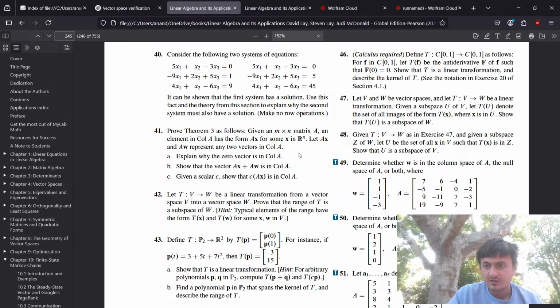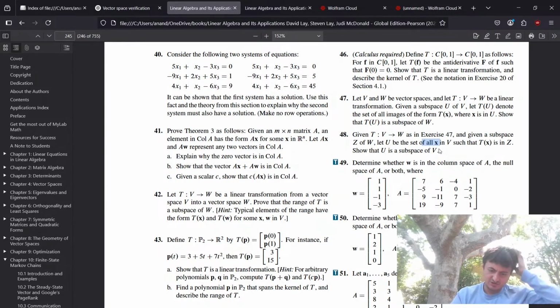Now we just need to do 48. And 48 seems harder. So T is a map from V to W as before. But given a subspace Z of W, let U be the set of x such that Tx is in Z. Show U is a subspace of V.